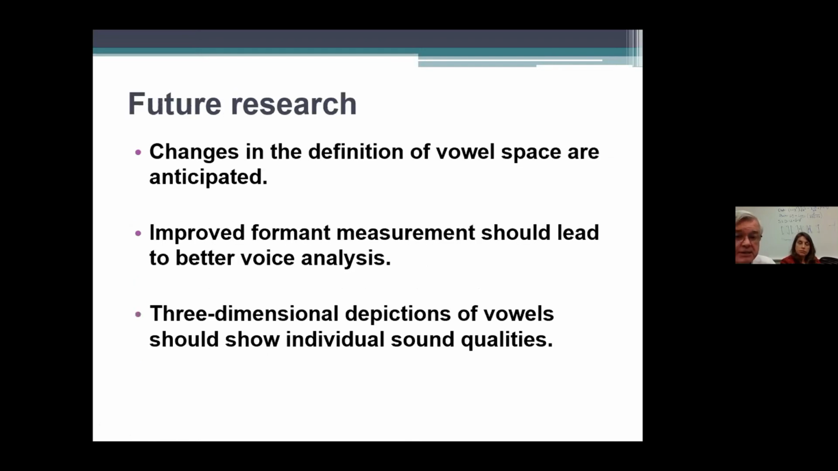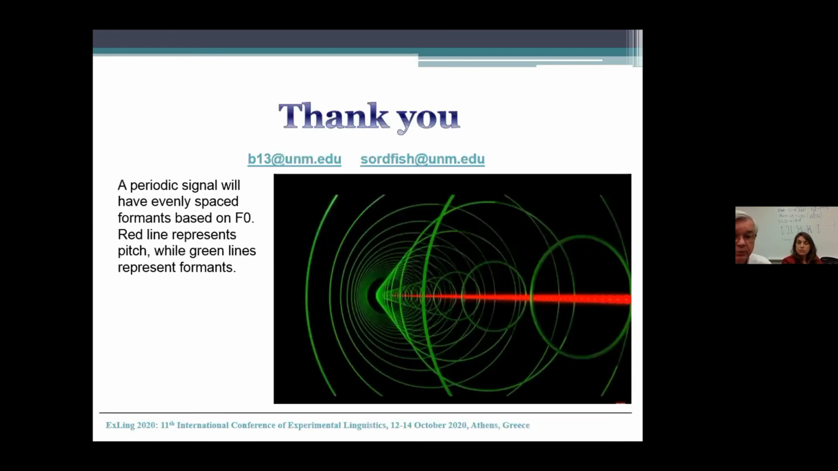We anticipate changes in the definition of vowel space. We think that improved formant measurements should lead to better voice analysis. Three-dimensional depictions of vowels should show individual sound qualities. And of course, the third point is the most experimental and the most tentative at this point.